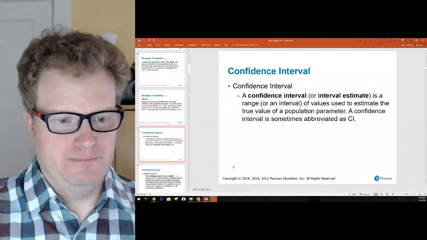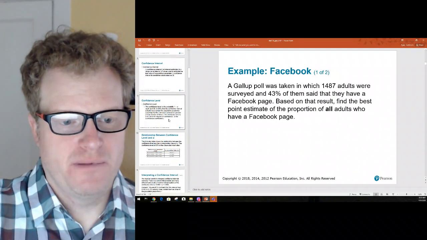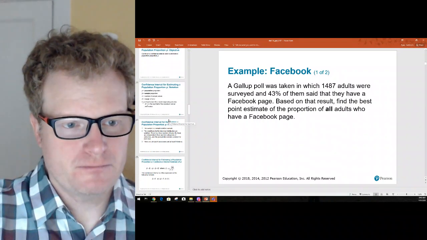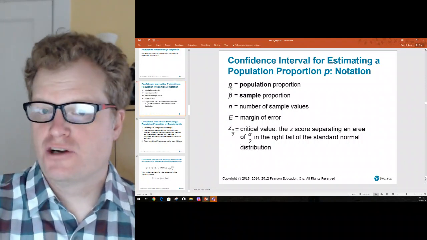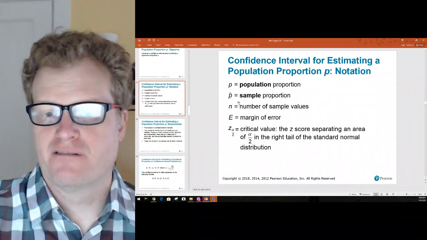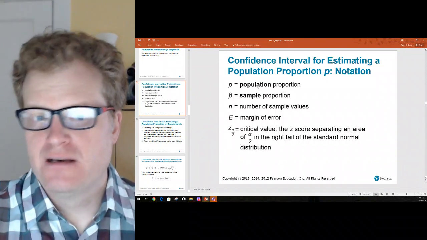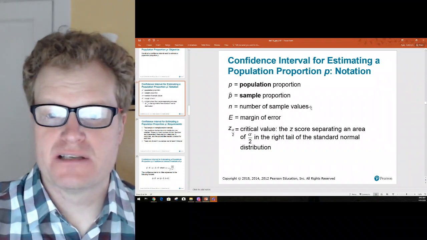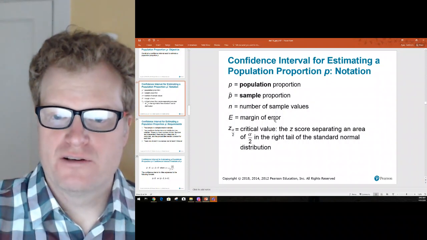Great. So before we actually look at an example, I want to talk a little bit about the variables that we have when we're using this. So these are the variables that you're going to have. You're going to have P, which is your population proportion. And then you're going to have P hat, which is your sample proportion. And remember, we're trying to use the sample to make a prediction about our population. Now, another key element to look at is the number of your sample values, your sample size. The larger your sample size, the better it's going to be. You also have this margin of error.